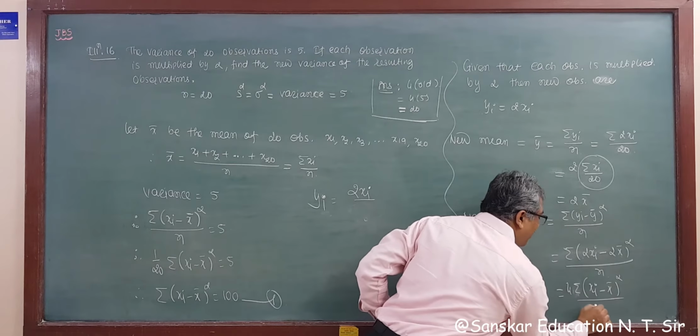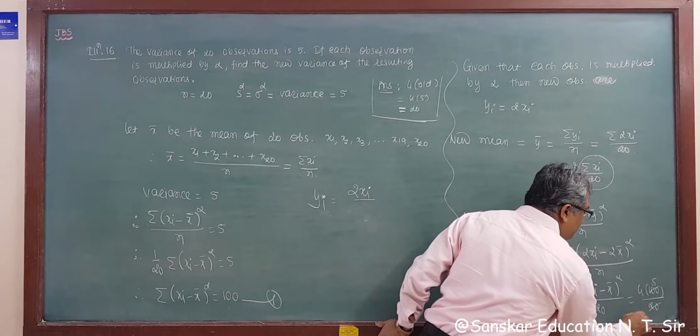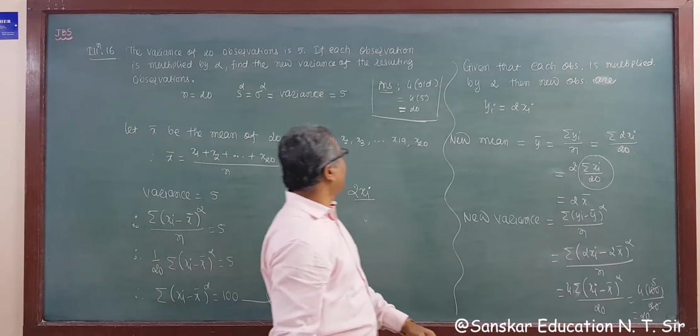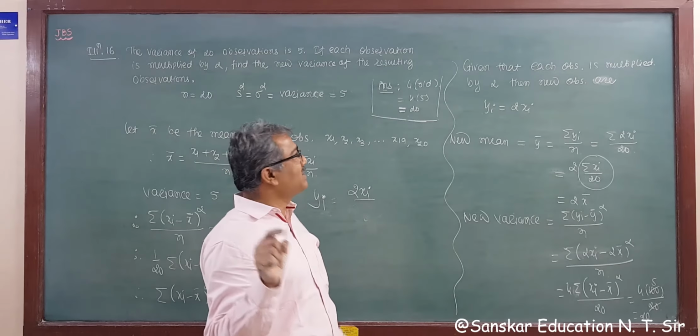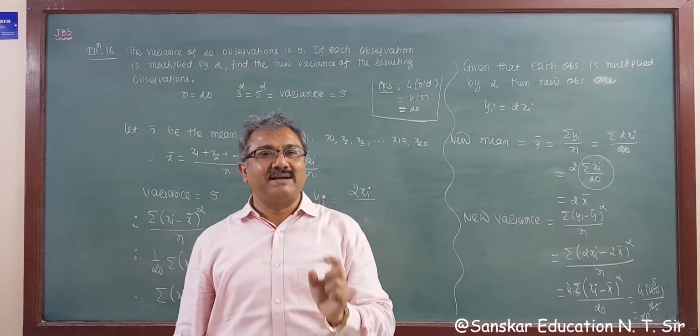Now sigma xi minus x bar whole square is your 100. So this is 4 into 100 divided by 20. This 20 into 5, so the answer will be again 20. So that's it. No need to say anything, you are able to solve independently. For MCQ you have to remember this, because all these aspects are very important for competitive exams and MCQs.